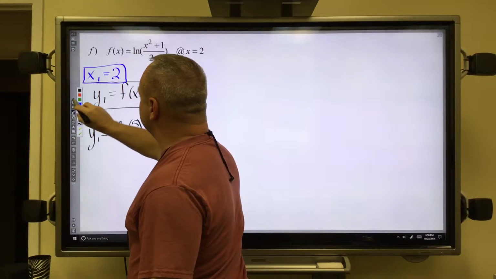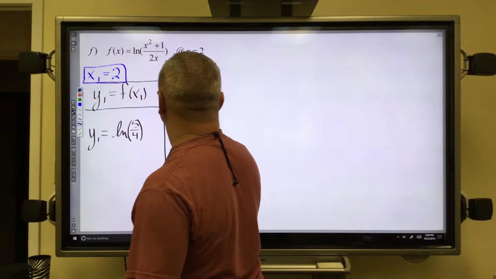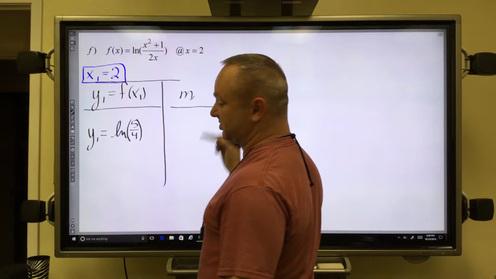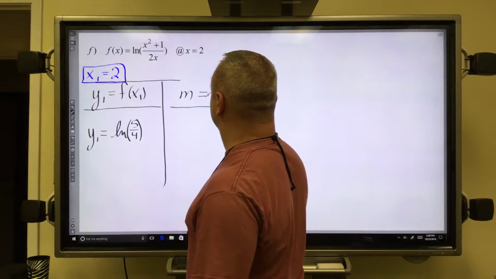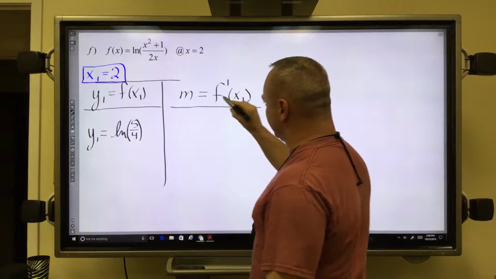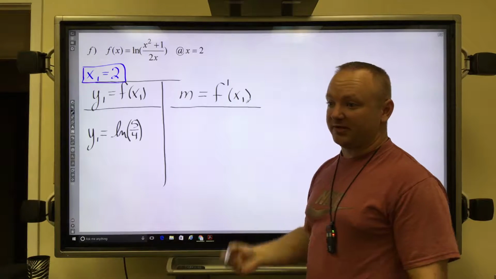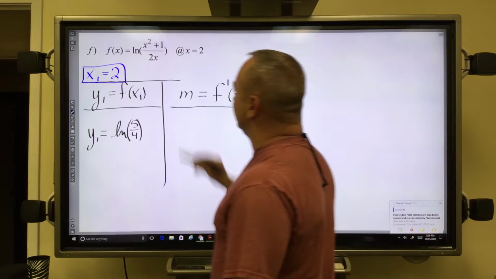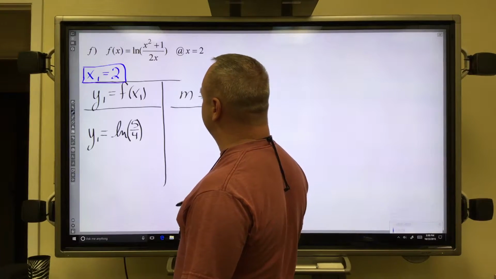All right, and then in our second column here, we would have to find the derivative, or find the slope. So m is equal to f prime of x1. In order to do this, we have to find f prime of x before we can plug in x1. All right. So the derivative of ln of x.